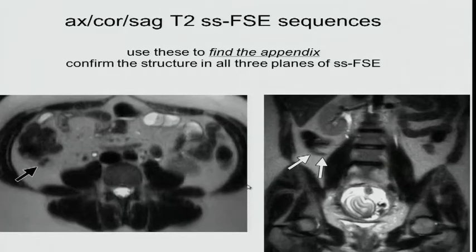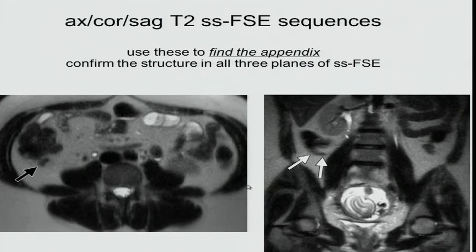Okay, so here are our single shot fast spin echo sequences. So we're looking at the axial. So we look at that in the axial plane. That looks like a good candidate for the appendix. And then we put our crosshairs on and we go and look at the sagittal. And that looks like it's coming off the base of the cecum, it's blind ending. And then we can check it in the sagittal sequence, but that looks like a good candidate.